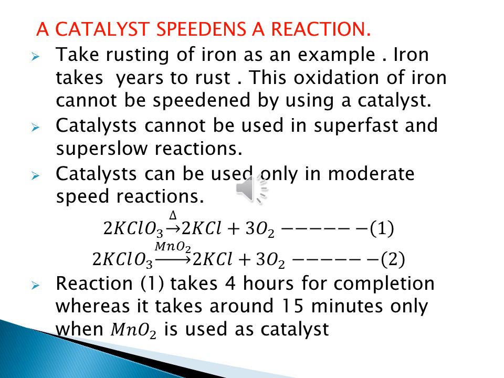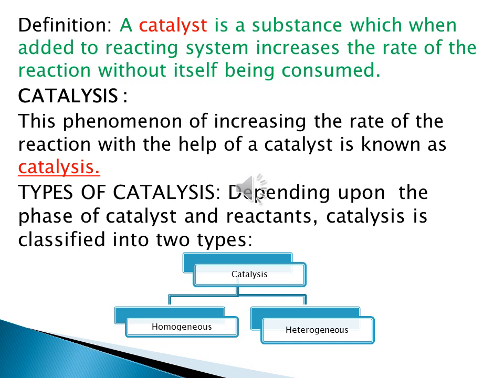For example, take KClO3 decomposition by heat alone, which gives KCl and oxygen. That first reaction without a catalyst takes 4 hours to complete. But the second reaction takes around 15 minutes only, because the catalyst MnO2 is used there. Can you understand it? There should be some difference because of using the catalyst. So only in certain reactions can we use a catalyst.